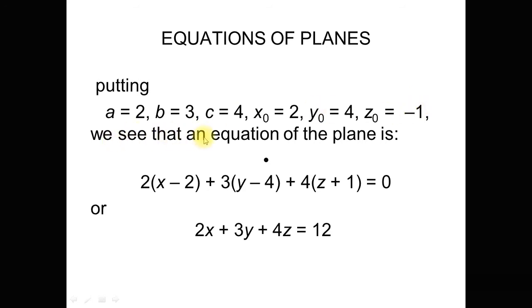So we see that an equation of the plane is a into x minus x0. The value of a is 2 and the value of x0 is 2, plus b into y minus y0, the value of b is 3 and the value of y0 is 4, plus c, the value of c is 4, into z minus z0, and the value of z0 is -1. So this is the standard form of the equation of the plane. Now after simplification we obtain the equation of the plane in general form, 2x plus 3y plus 4z is equal to 12. This is actually the general form of the equation of a plane, ax plus by plus cz plus d is equal to 0.